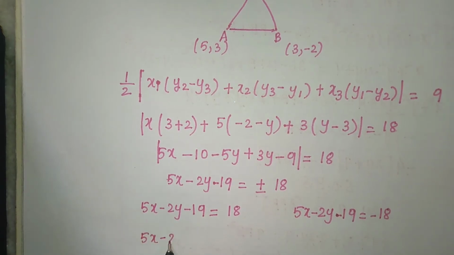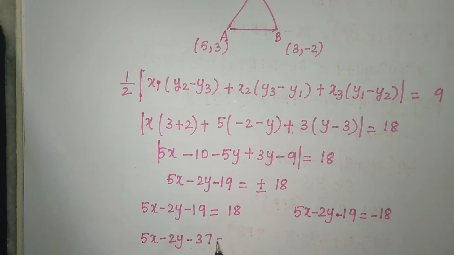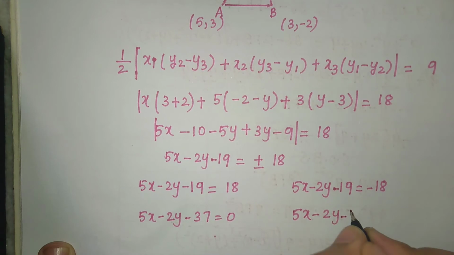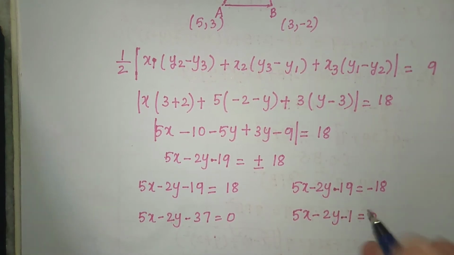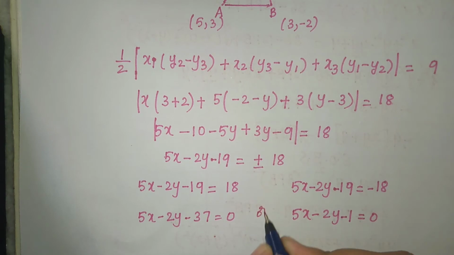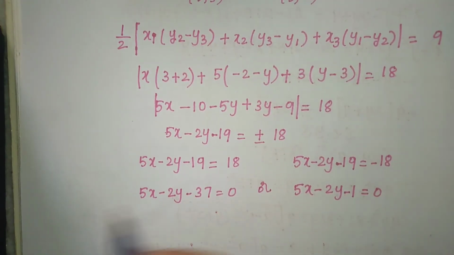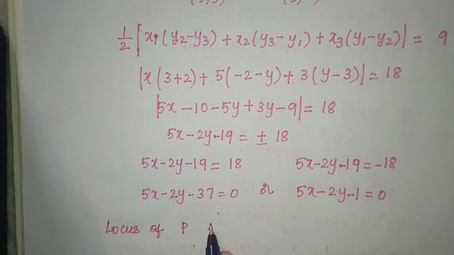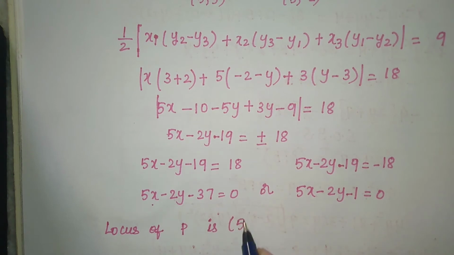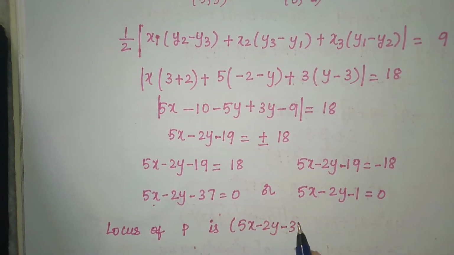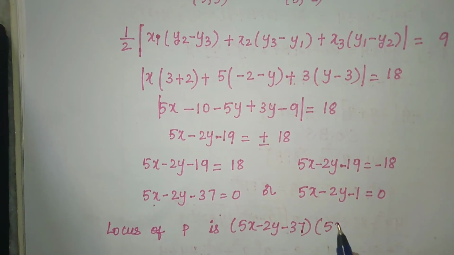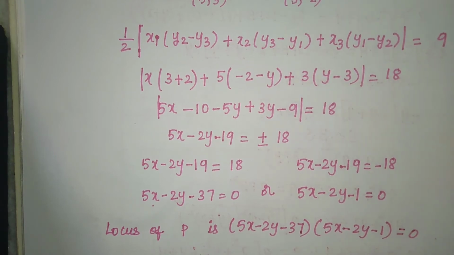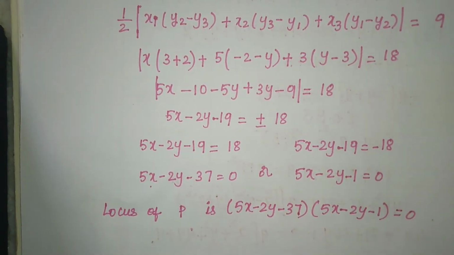So here we will get 5x minus 2y minus 37 is equal to 0. Here we will get 5x minus 2y minus 1 is equal to 0. So these are the two, joined by OR. So what is the locus of the whole curve? So the locus of P is, multiply these both: (5x minus 2y minus 37) into (5x minus 2y minus 1) is equal to 0. So therefore this is the required equation of locus.